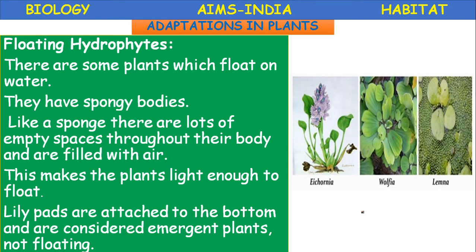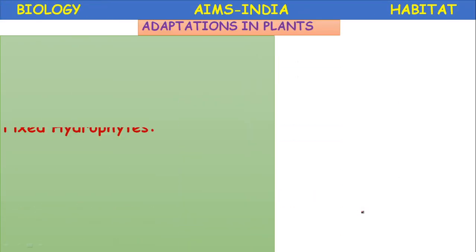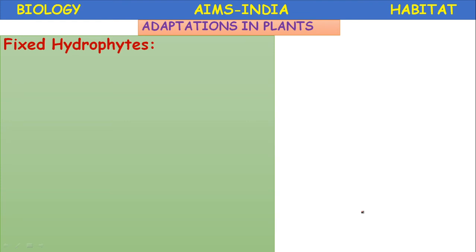Next, fixed hydrophytes. So here, what is the main point related to the floating plants? The stems of floating plants are long, hollow and light. The stems grow up to the surface of the water, while the leaves and flowers float on the surface of water. Okay.